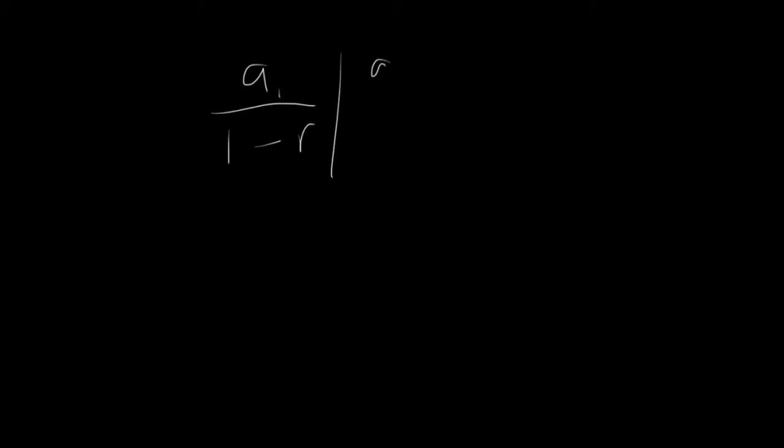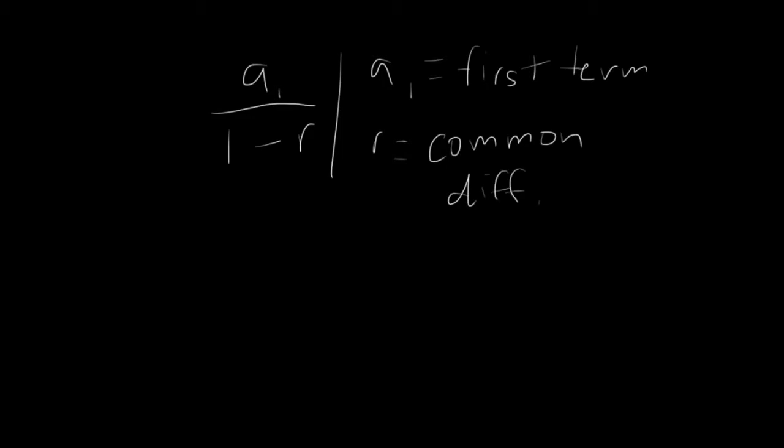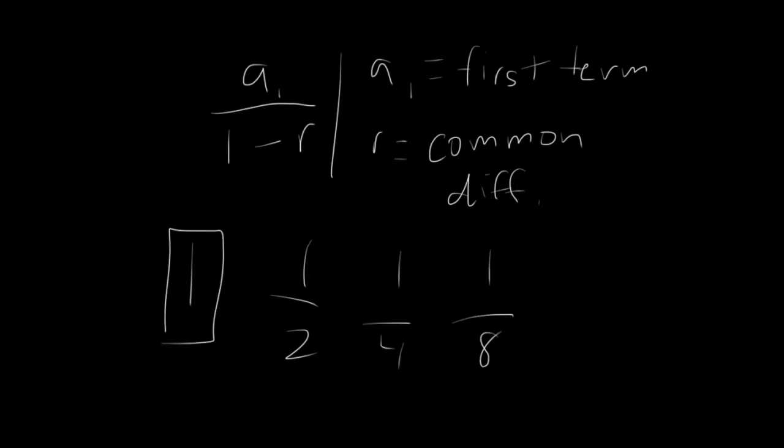Now a1 is the first term at the beginning of the entire sequence, and r is, as we said before, the common ratio. So in our previous example, 1, 1/2, 1/4, 1/8, 1 would be a1, and our common ratio is 1/2. So in this case, a1 over 1 minus r, 1 over 1 minus 1/2, is equal to 2. So there's that. Now let's try an actual problem with infinite geometric series.